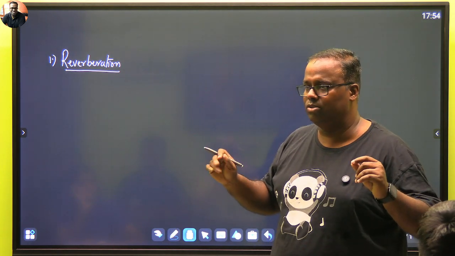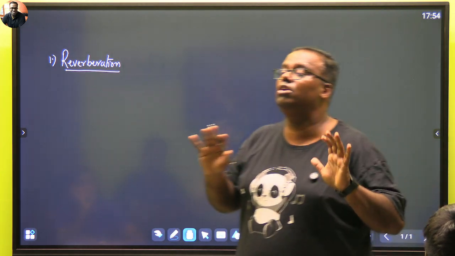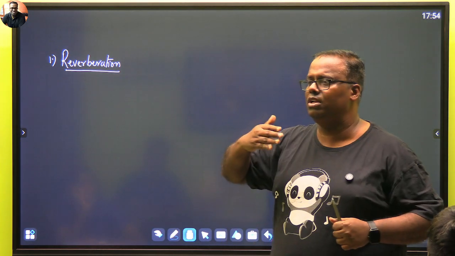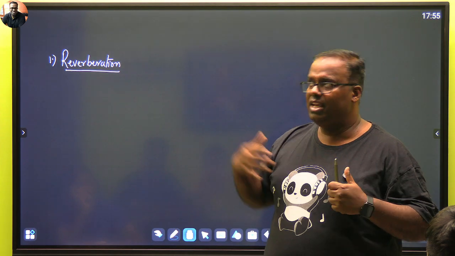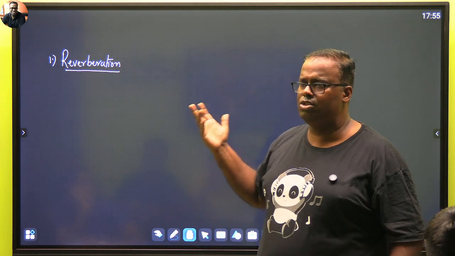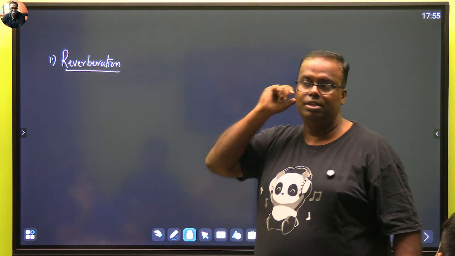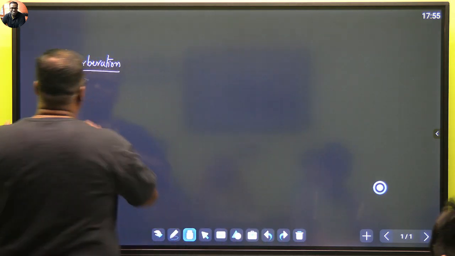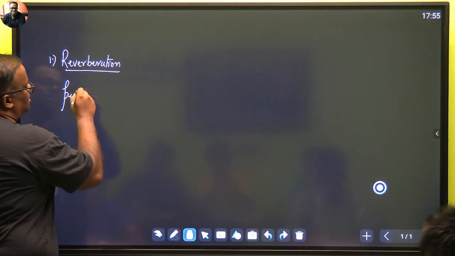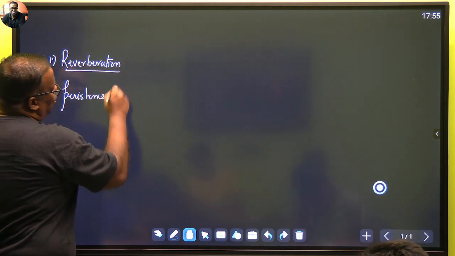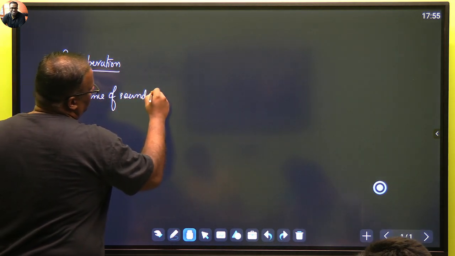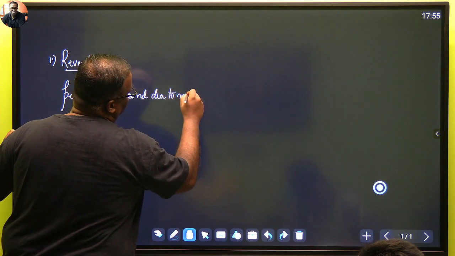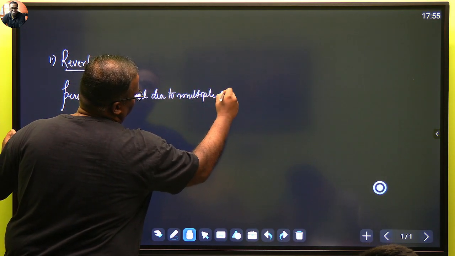The sound has to die down. These multiple reflections have to die down, but they will not die that way. If I am speaking with a certain intensity, the reflected sound intensity will be less, but by that time it is again getting reflected. So is reverberation helpful for us? No, reverberation is not helpful for us. It will not give us clear hearing of sound. Reverberation is the persistence of sound due to multiple reflections.